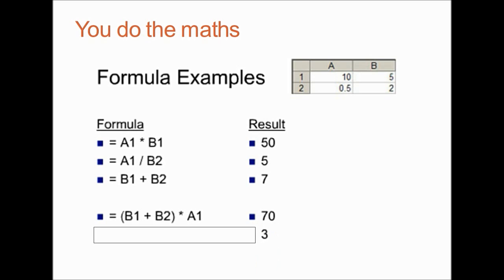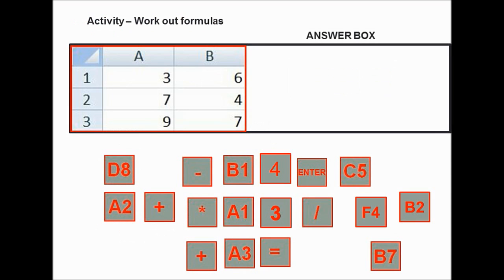And finally, 3, A1, which is 10, minus 5 will give us 5, and minus B2, which is 2, gives us 3. So that's just an idea of what is happening with your formulas, and hopefully that would help with your calculations.